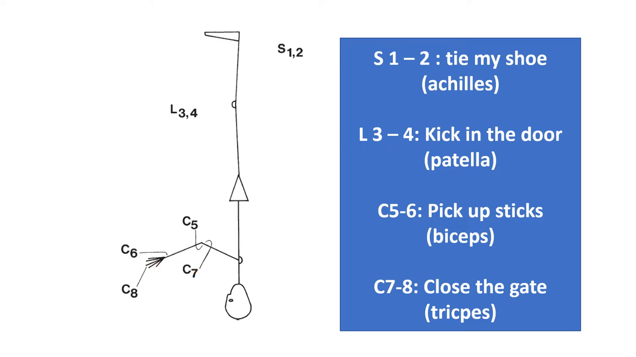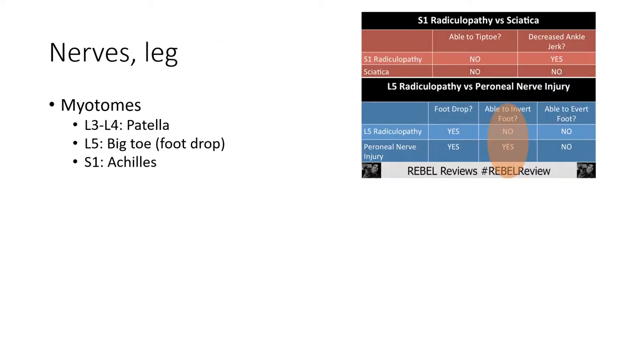It's also break your radial. Okay, and the nerves of the legs. So you have your myotomes, as we just talked about. And just an important thing about foot drop is that the L5 and the peroneal nerve can both be the reason for foot drop, but we need to do the inversion of the foot to know whether it's an L5 radiculopathy or a peroneal injury, and that's important.